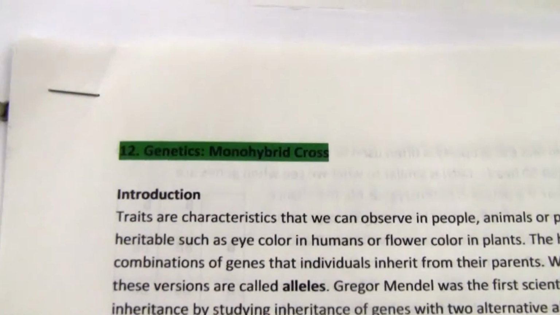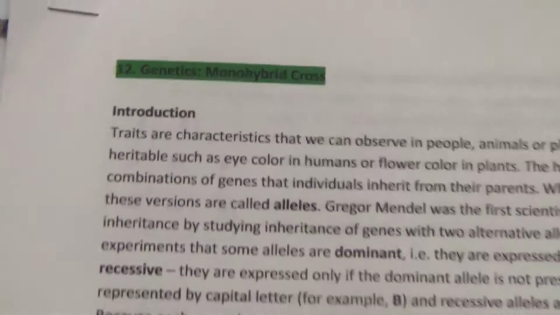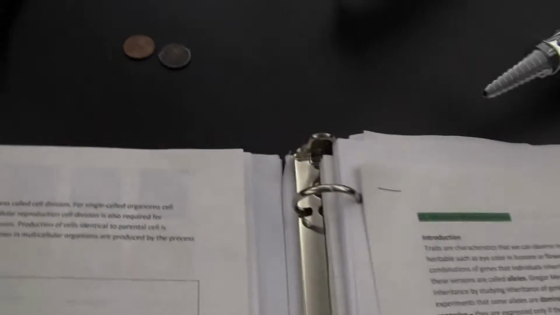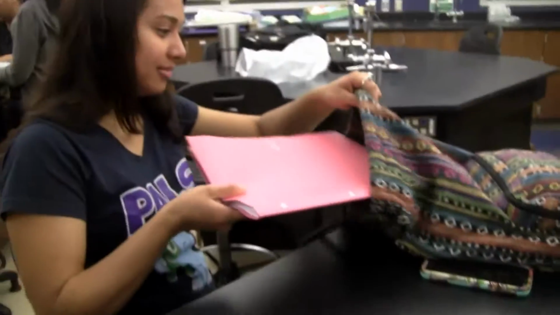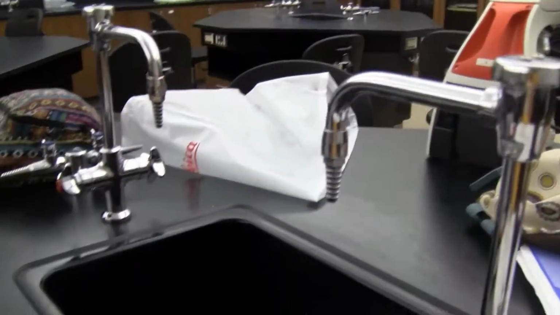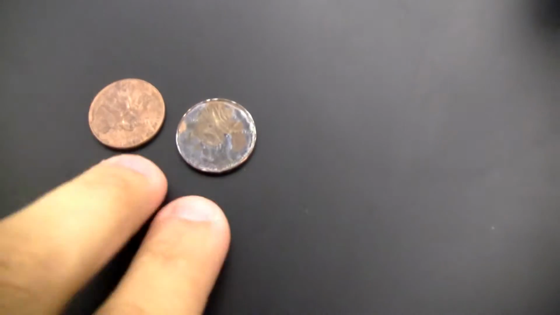So today we're starting on the genetics monohybrid cross lab. Here are our materials. We have 3 calculators for Lisette, myself, and Carla, and we have no Brenda or Carrie. Here are the 2 pennies that we need.